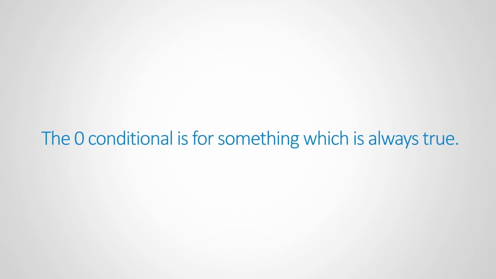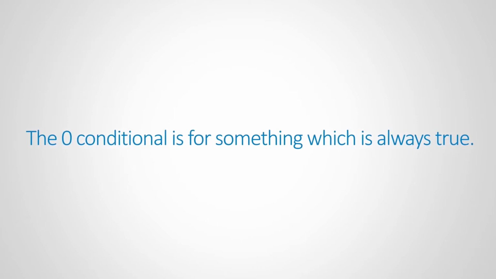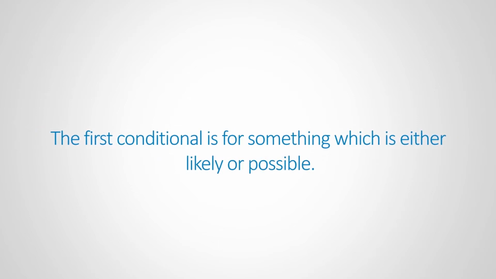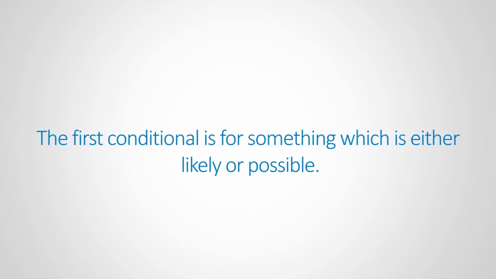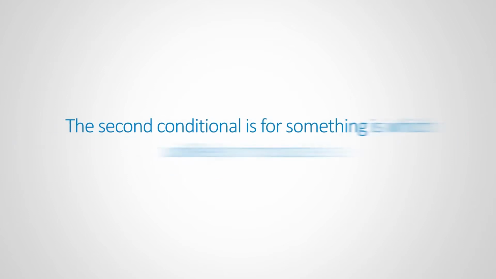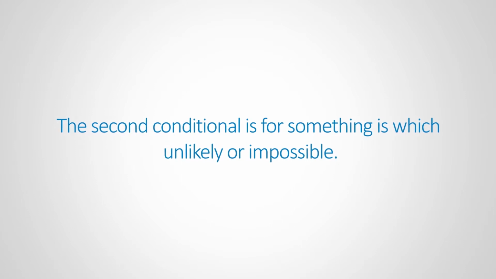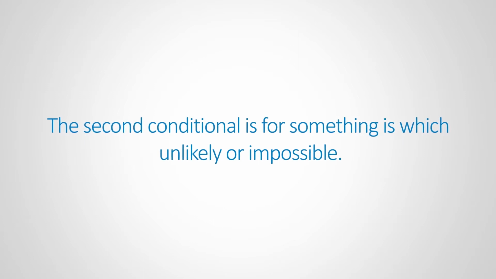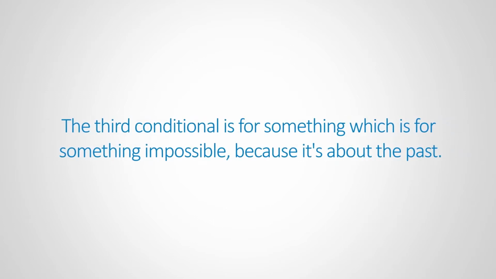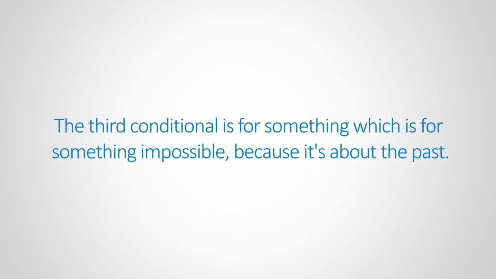The zero conditional is for something which is always true. The first conditional is for something which is either likely or possible. The second conditional is for something which is unlikely or impossible. Third conditional is for something impossible, because it's about the past.